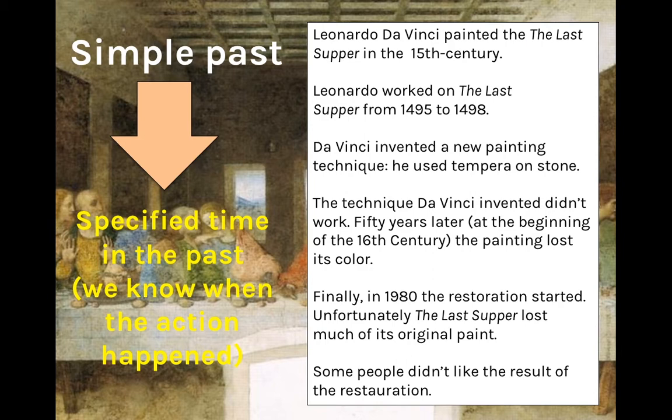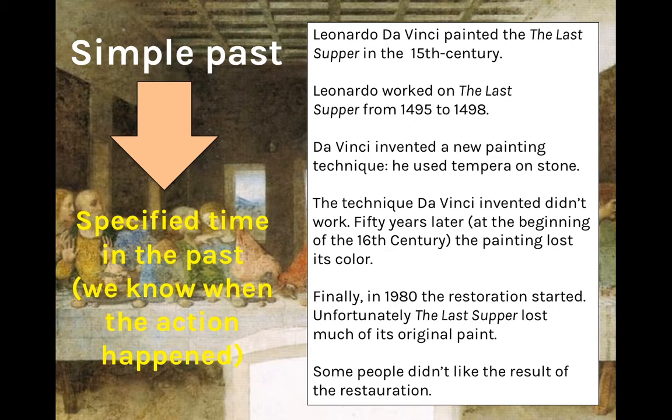This is something we have discovered about the Last Supper and about Leonardo that happened in the past. Remember that Leonardo da Vinci is not alive. Leonardo is dead, so when we talk about his inventions, we use the simple past. The technique da Vinci invented didn't work. 50 years later, at the beginning of the 16th century, the painting lost its color. We know exactly when the painting lost its color, so we use the simple past.